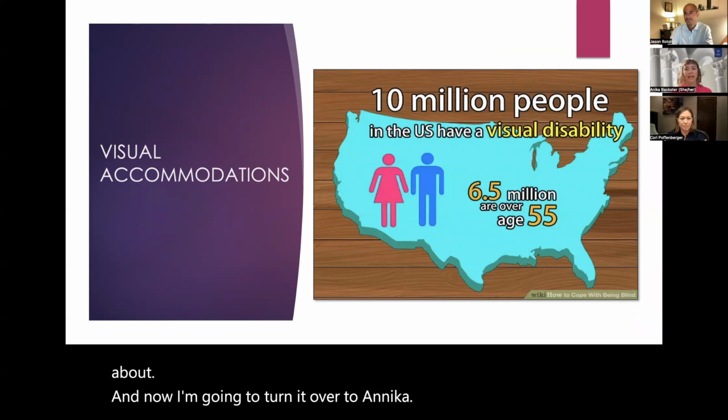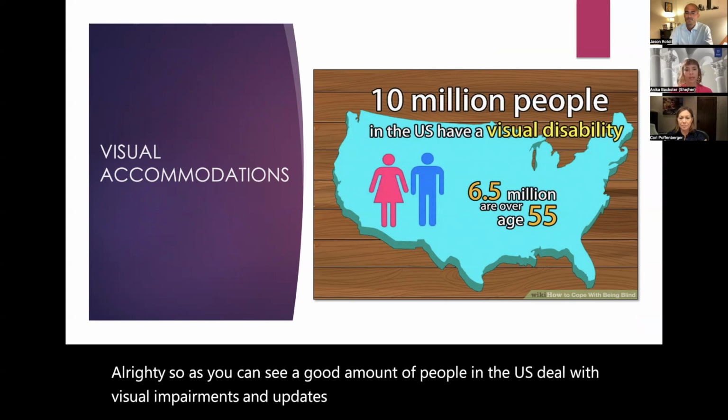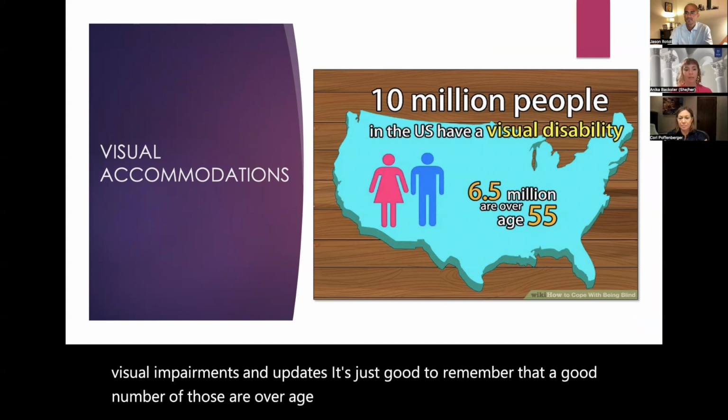Alrighty. So as you can see, a good amount of people in the US deal with visual impairments. And of these, it's just good to remember that a good number of those are over age 55.